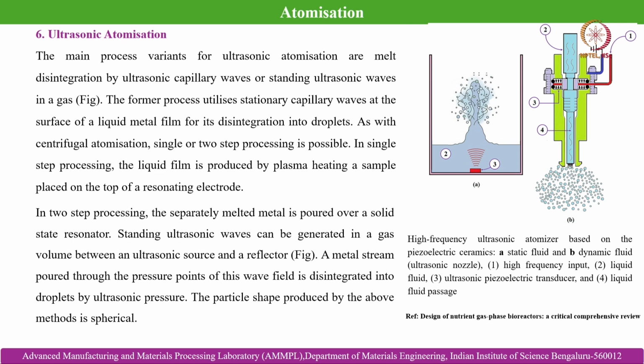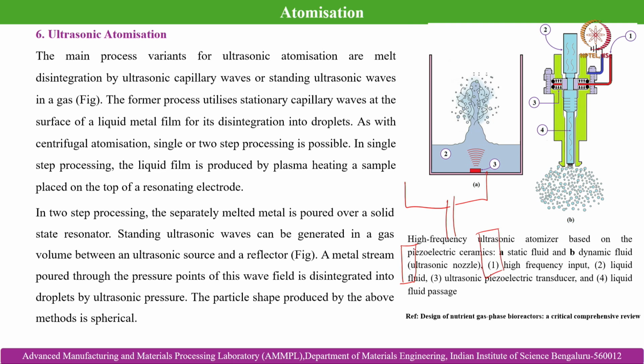So, in single step processing, the liquid film is produced by plasma heating a sample placed on the top of the resonating electrode. However, in two step processing, the liquid melt is prepared like we have discussed for other cases also. So, like in a tundish from where the liquid melt is coming out, and then it is basically an ultrasonic source, and then there is a receiver.